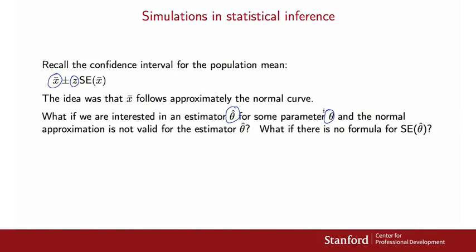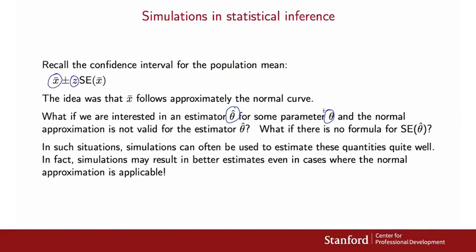Likewise, the simple formula for the standard error of the mean, which was based on the square root law, may not work anymore. So then what's the standard error in that case? It turns out that in such situations, simulations can be used to estimate those quantities. In fact, it may turn out that simulations sometimes result in better estimates than what we would have gotten if we would be able to use the formula for the normal approximation.